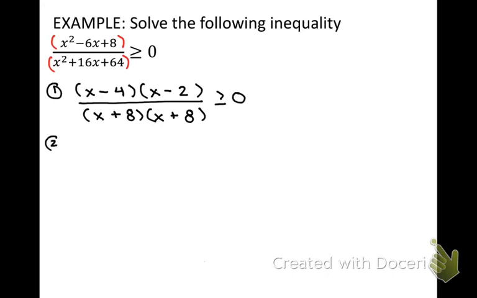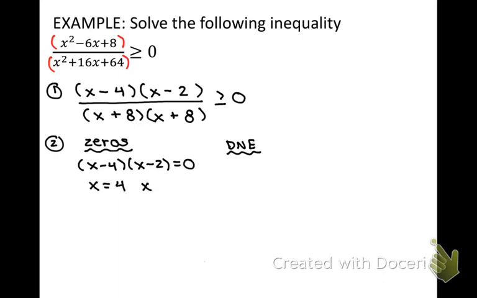Step 2, we're finding those zeros and those DNE values. My zeros come from when my numerator equals 0. So I'm setting x minus 4 and x minus 2 equal to 0. I'm going to get x equals 4 and x equals 2. My DNE is going to come from when my denominator equals 0. Now, I'm technically going to get the same solution here twice, but I'm only going to use it once, so I get x equals -8.